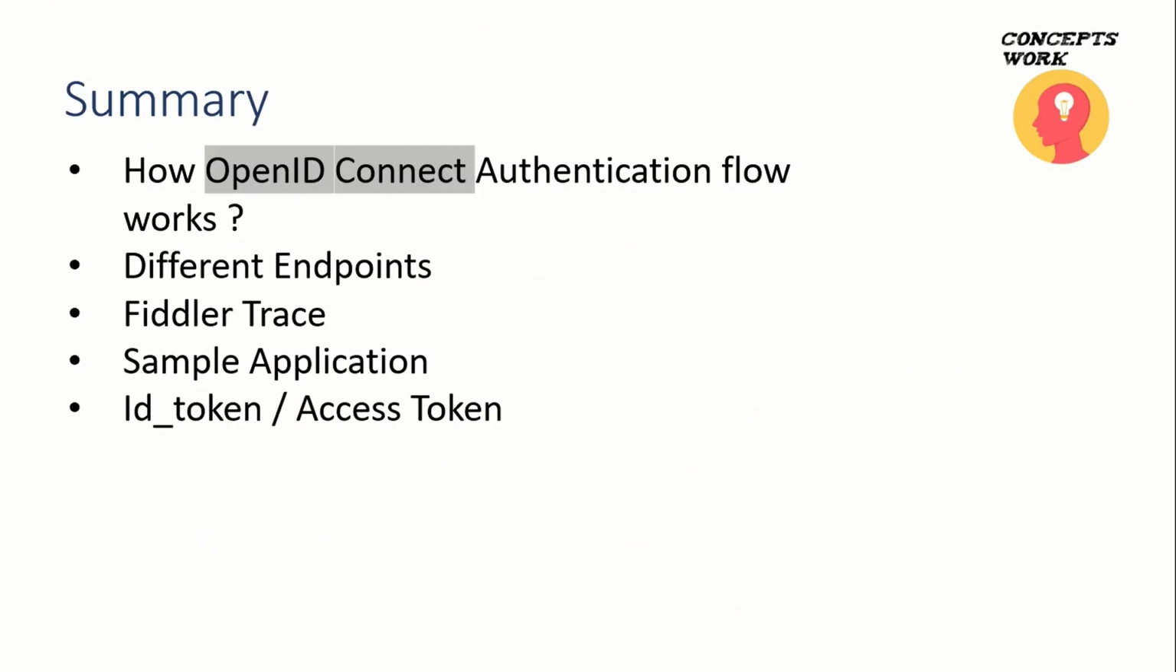So let's talk about a quick summary of what we have discussed in this particular video. We have discussed the OpenID Connect authentication flow with the help of a Fiddler trace. We have discussed different endpoints that can be used in the v2.0 and v1.0 categories of endpoints. We also discussed how the sample application works and what the basic differences are between the access token and the ID token.